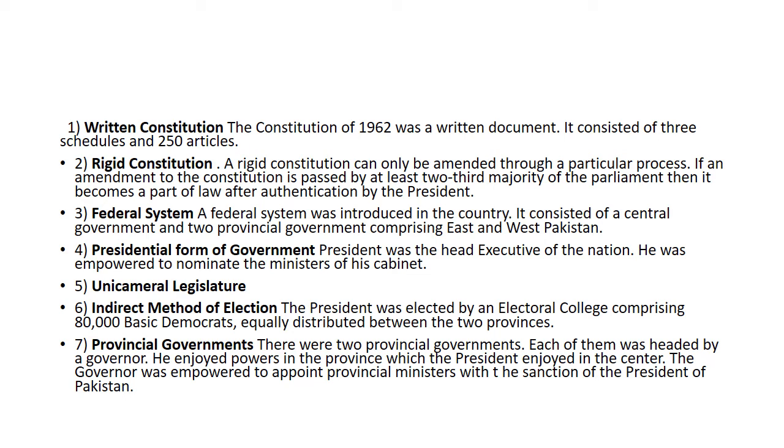And provincial governments were also set up. There were 2 provincial governments, each of them headed by a governor. He enjoyed powers in the province which the president enjoyed in the center, and the governor was empowered to appoint provincial ministers with the sanction of the president of Pakistan. So the president could also influence provincial governments, because the governor could not appoint any minister without his consent. In this way, the president was the most powerful because he could curb provincial autonomy as well.